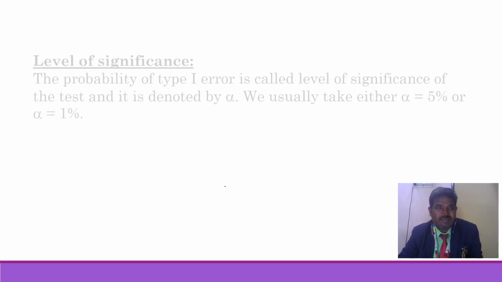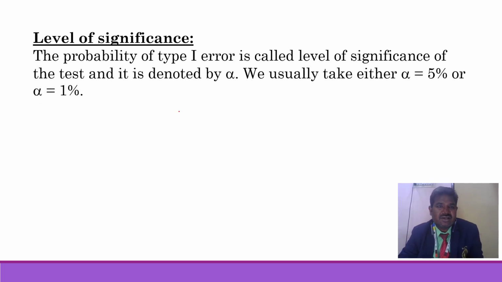Next one is level of significance. The probability of type 1 error is called the level of significance of the test and is denoted by alpha. So we can take either 5% or 1%, that is 95% or 99% confidence.